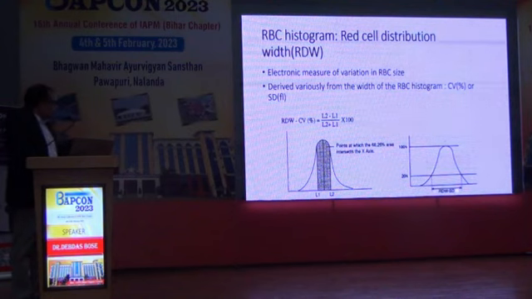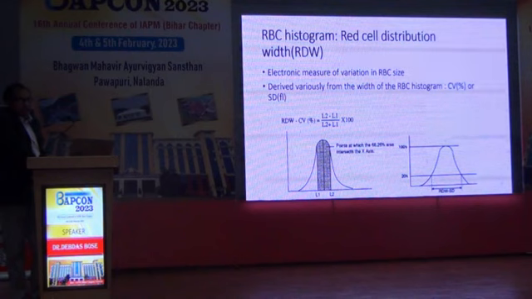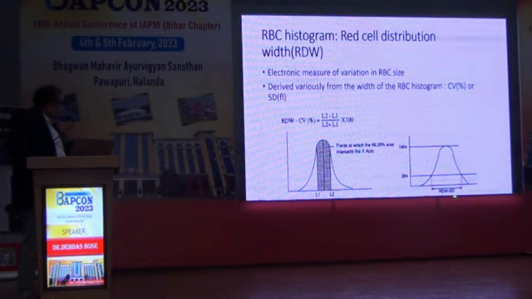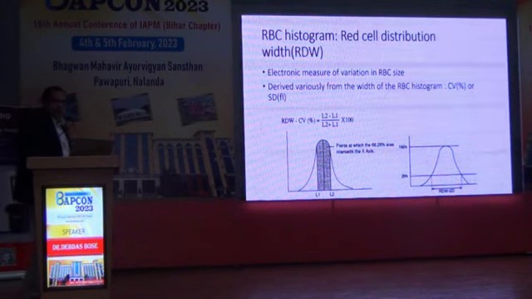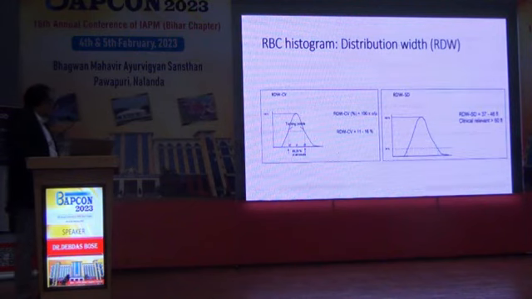Okay, but RDW SD is taking the 20%. That 20% of the RBC histogram is denoted by the RDW SD. So it is much more accurate than the RDW CV. Much more accurate, but usually most labs do not give the RDW SD. Again, this is RDW CV and SD.